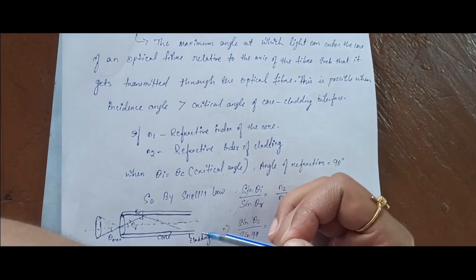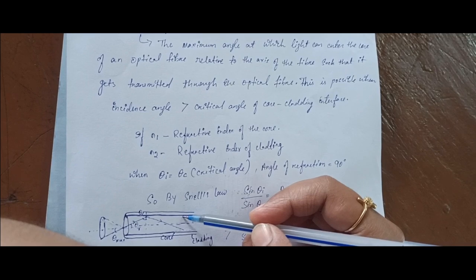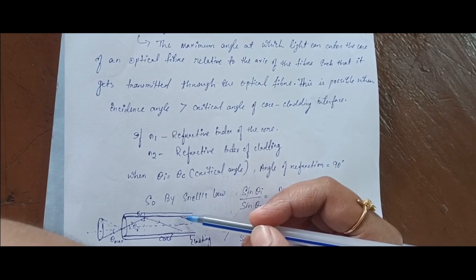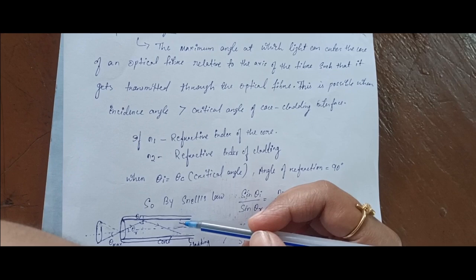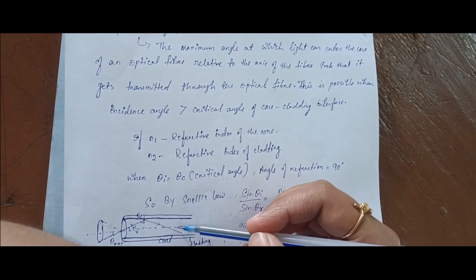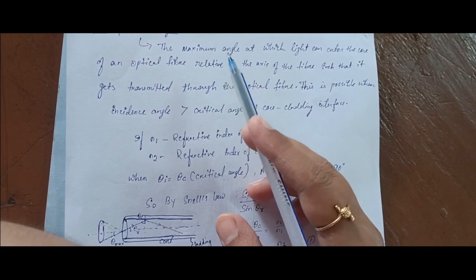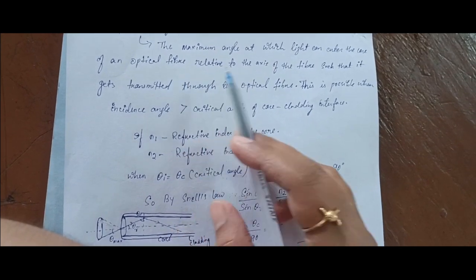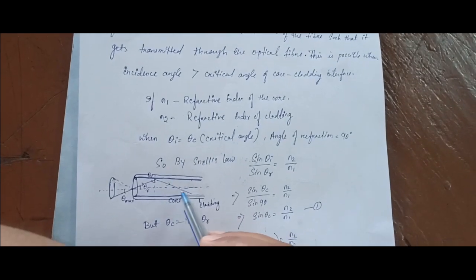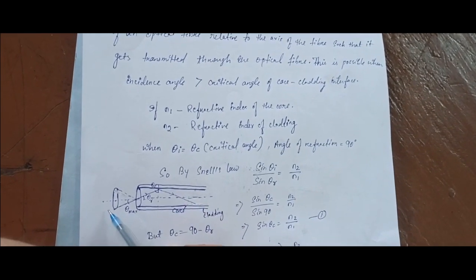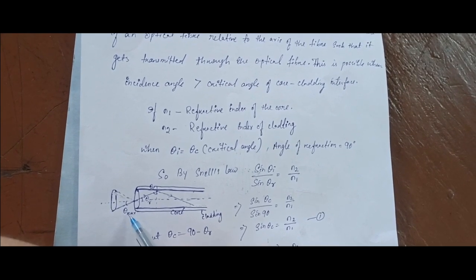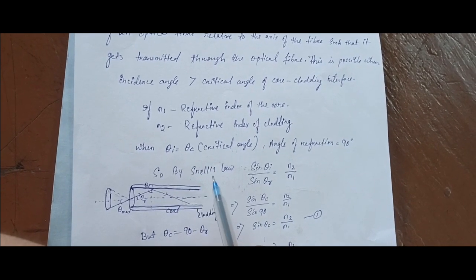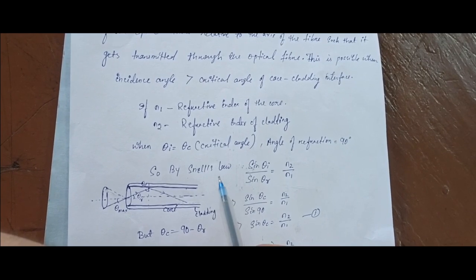As you can see in the diagram, this is the core layer, this is the cladding layer. Core is generally the inner layer of the optical fiber and cladding is the outer layer, and both are soft glass fiber materials and both are transparent. So acceptance angle is the maximum angle at which light can enter the core of an optical fiber relative to the axis. This is the axis of the optical fiber, and this theta max you can see is the acceptance angle. In this video we will derive the expression for that acceptance angle.